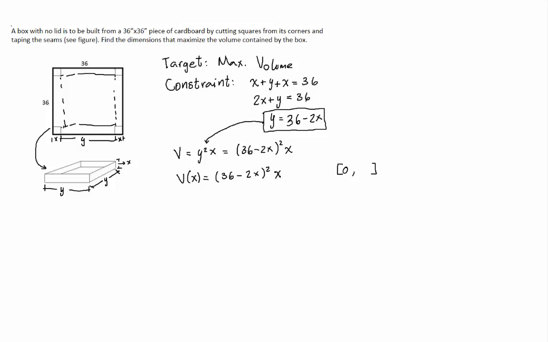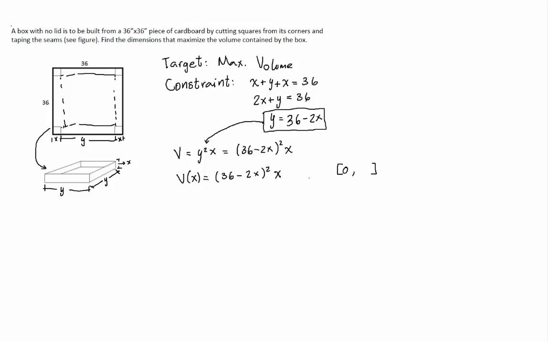Well, 0 corresponds to the box that you form, which is really not a box, it's just a piece of cardboard when you don't cut anything out. So the box would have no height, so the volume would be 0. And you can check that if you plug 0 into this equation here, you're going to get 0, because you have 0 times 36 squared, 0 times anything. It's going to be 0, so you have that.